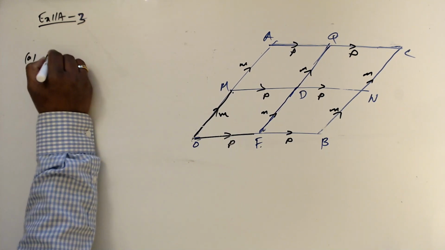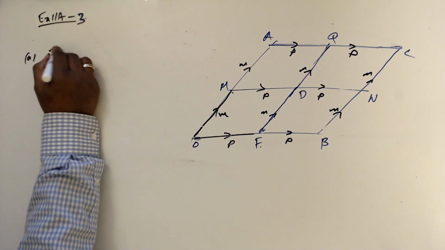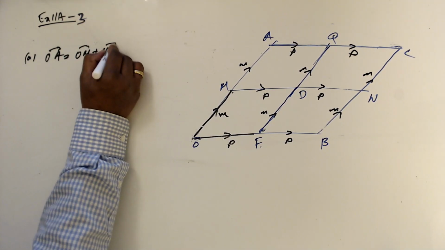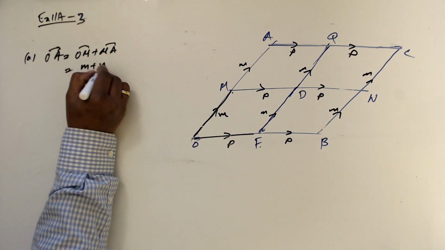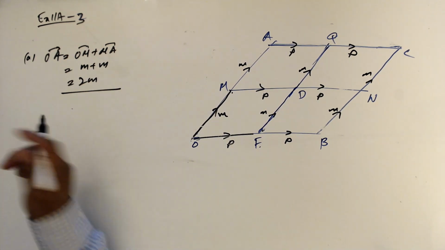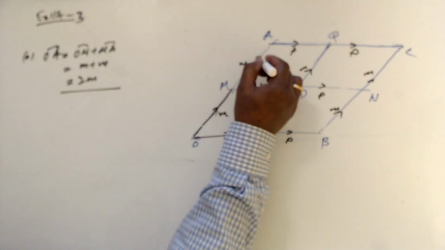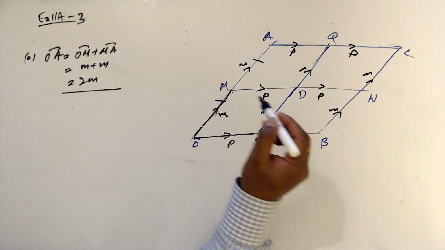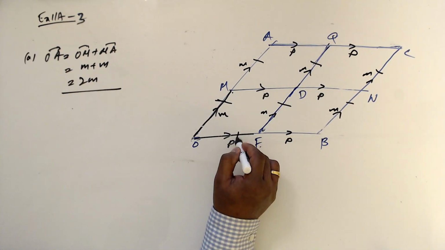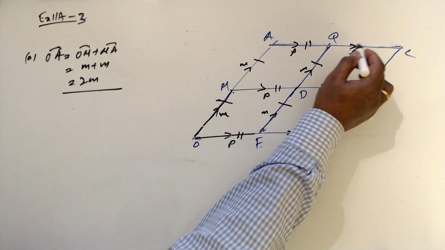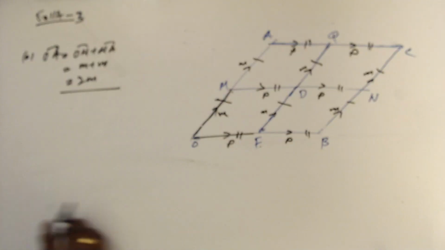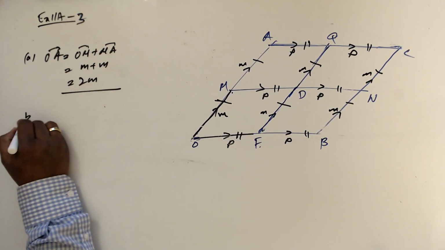OA means OM plus MA, that is M plus M, 2M. Actually, I forgot to show that this length and this length are equal. We wrote about it, so I will show it with the line. Now this one is going to be a double line because it is a different width from here. Right, so they all are parallelograms. We'll go back to the next one.